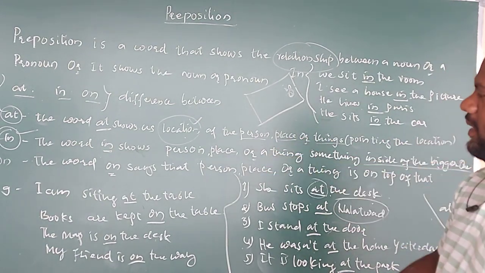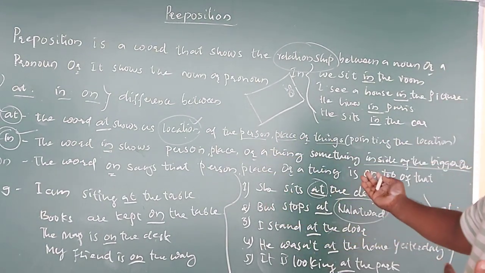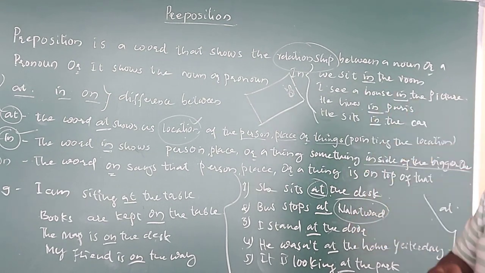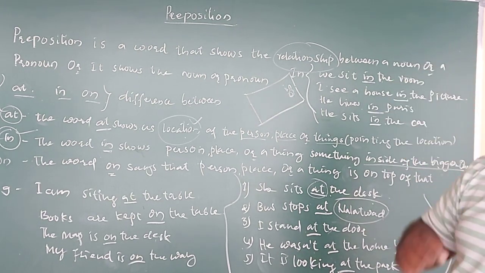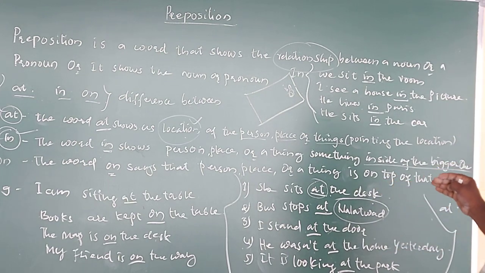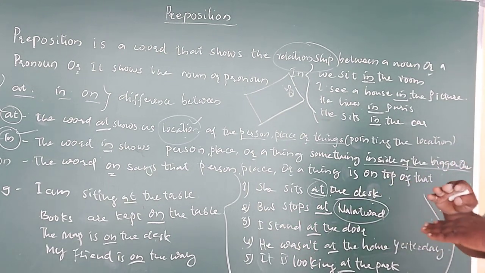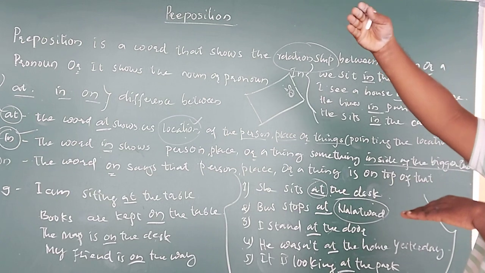In the next example we can notice the word on. Okay, so let us concentrate on the definition of on. The word on says that the person, place or thing is on top of that. The person, place or thing which is on top of that.